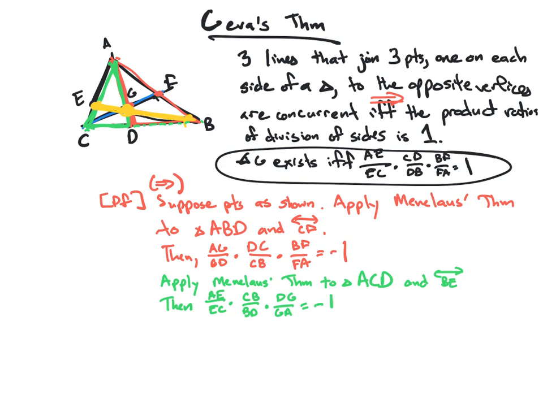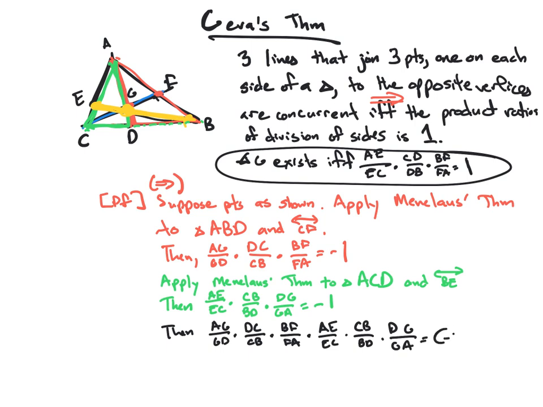Okay? So then we just take the product of these two things. So we take AG over GD times DC over CB times BF over FA times AE over EC times CB over BD times DG over GA, and that equals -1 times -1, which of course is 1.